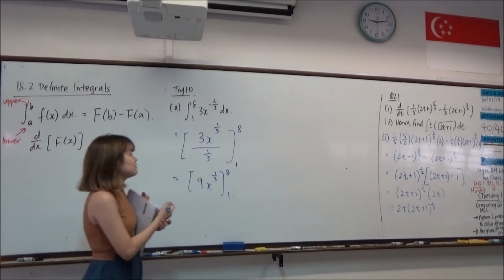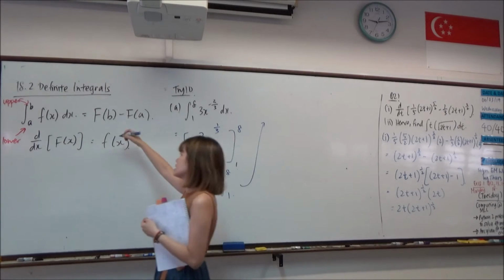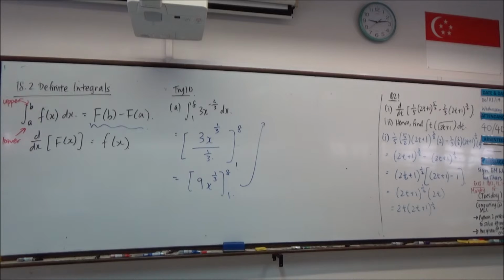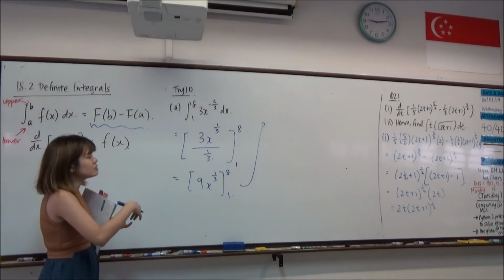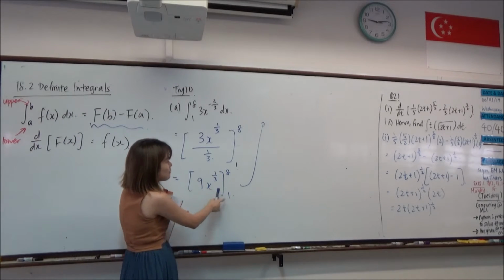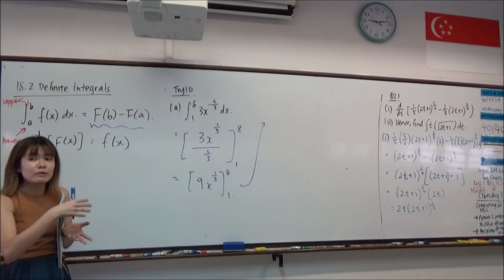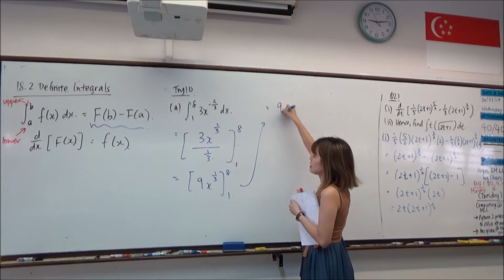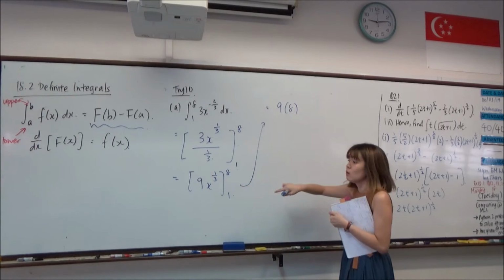Then after that, what do I need to do? Because what I stated over here is that there is this big F(b) minus big F(a). So what does that actually mean? It means that I need to substitute in the values of the upper and lower boundaries into the function that we have achieved. So this will be equals to 9. So always upper boundary first, then minus away lower boundary.